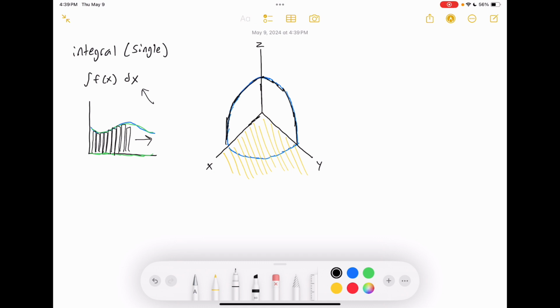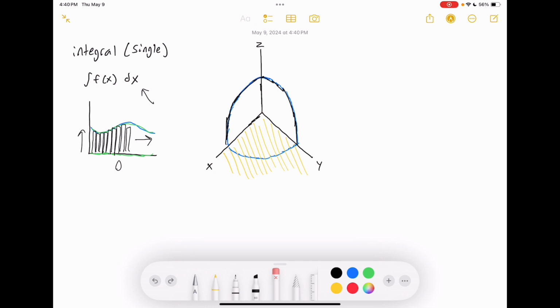Now, this is considering one variable, right? Because essentially the height is changing, but the thickness is remaining constant. And that delta x, that thickness, is approaching 0 as you go from a summation up to your integral, right? So the integral is essentially an infinite number of slices with thickness 0.